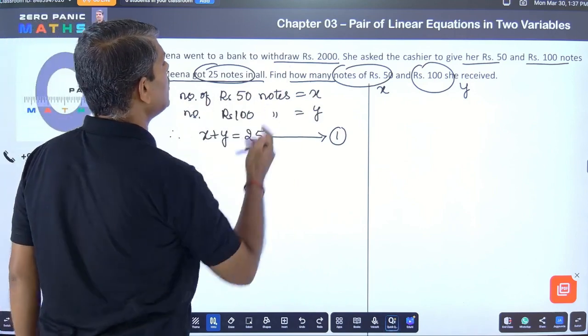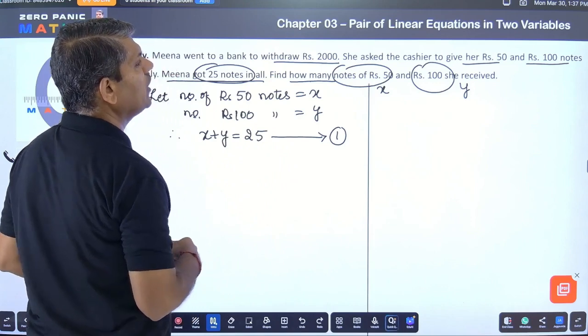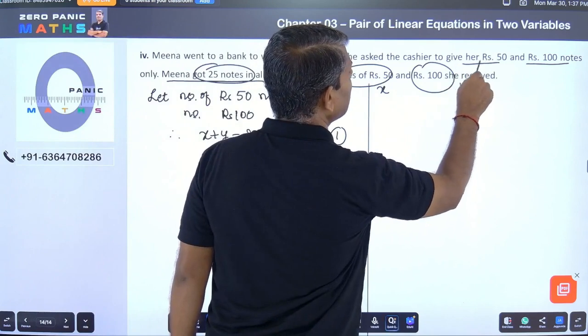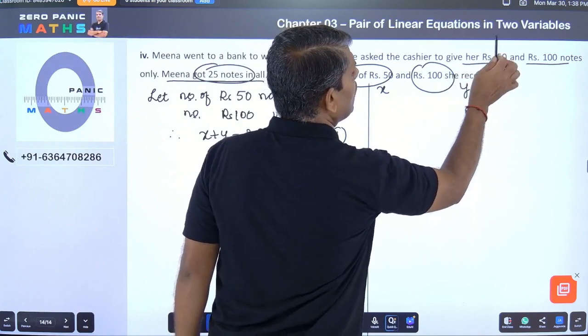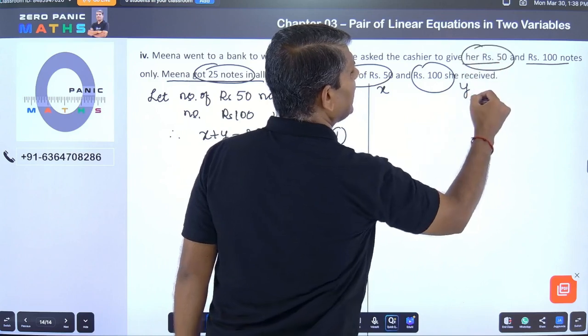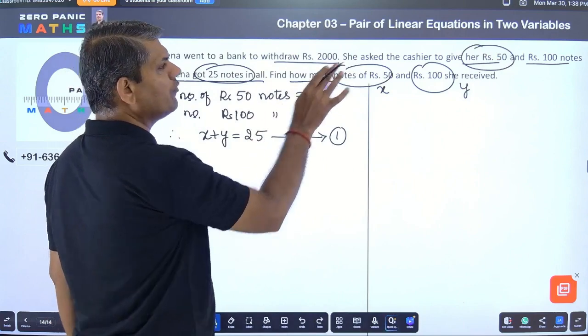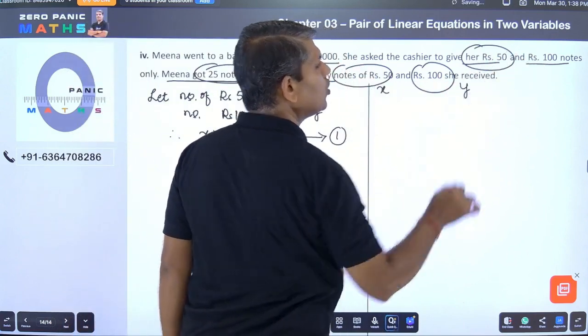Let us continue. What else is told is she asked the cashier to give her only 50 notes and 100 notes, that is x into 50 and y into 100.